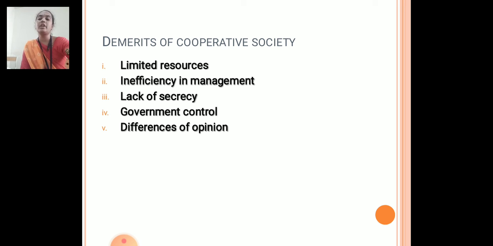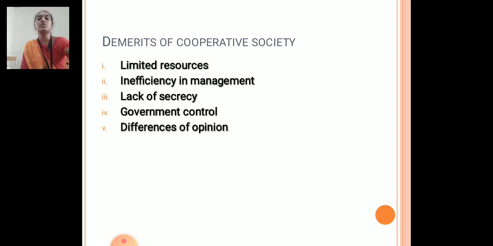Interference in the functioning of the cooperative organization through the control exercised by the state cooperative departments also has a negative impact on its freedom of operation. In every state, there are state cooperative departments which are going to interfere or intervene in the operations of the cooperative society. So that is having a negative impact on its operations, affecting the freedom of operation of this society.